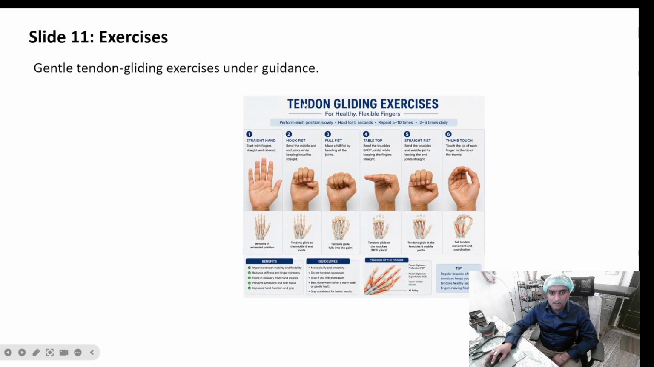What are the benefits of these tendon gliding exercises? They improve tendon mobility and flexibility, reduce stiffness and finger tightness, help in recovery from hand injuries, prevent adhesions and scar tissue, and improve hand function and grip. The guidelines are: move slowly and smoothly. That is important. Do not force or cause pain. Stop if you feel sharp pain. Best done after a warm soak or gentle heat. Stay consistent for better results. That is important. Without consistency, we can't see the results.